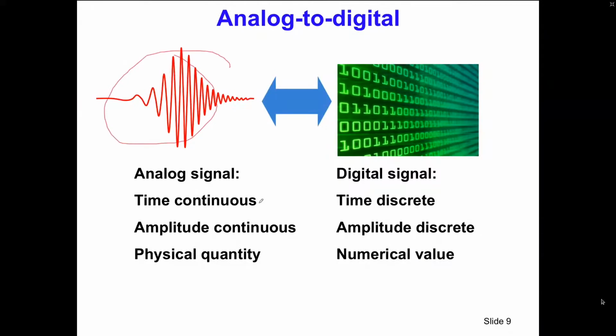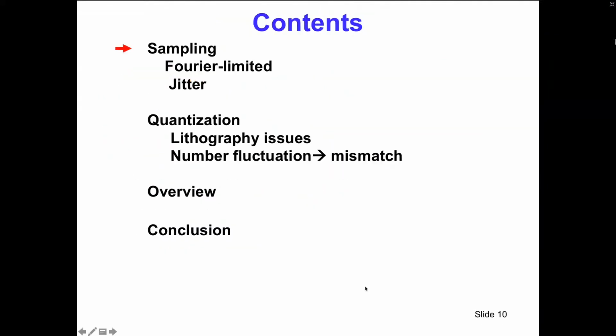We need 3 steps to convert. Basically, that is the so-called sampling process from time continuous to time discrete. There is the quantization from amplitude continuous to amplitude discrete. And we should not forget that to every numerical value, there is a physical quantity in the background. And so only 125 means nothing. At the moment, you know that 1000 is equal to 1 volt.